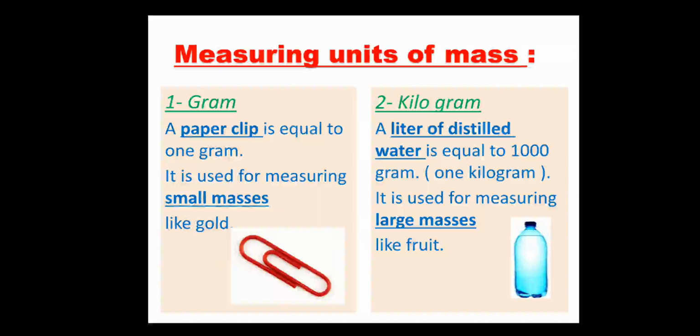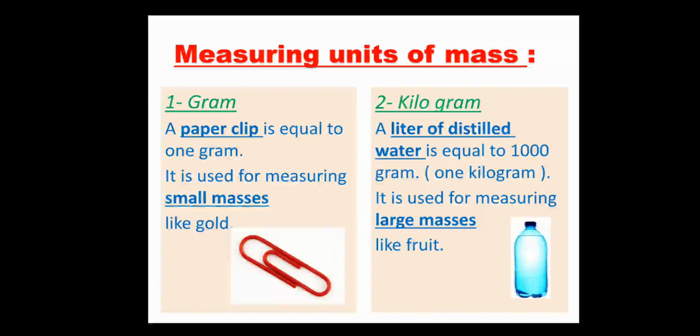A paper clip is equal to 1 gram. And a liter of distilled water is equal to 1 kilogram. And you know that 1 kilogram is equal to 1,000 grams.